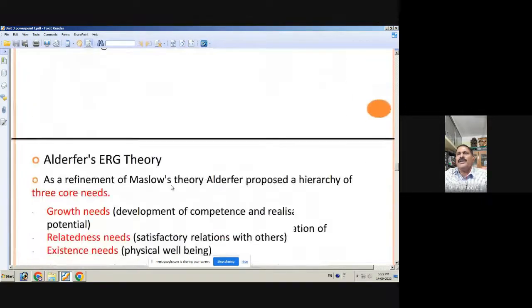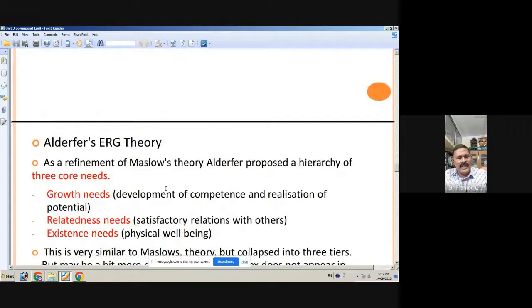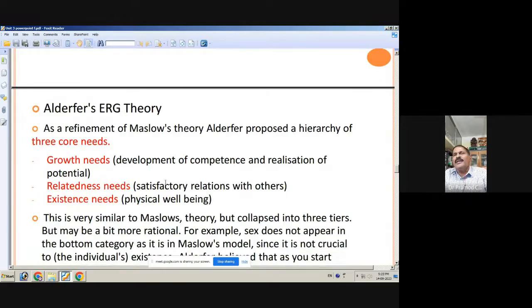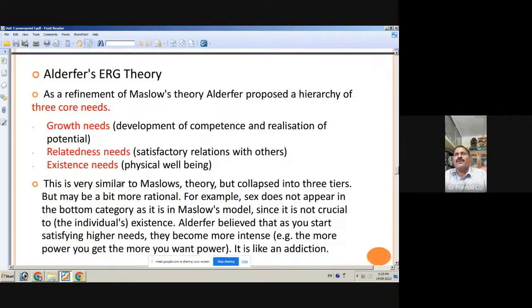Another theory is Alderfer's ERG. E means existence, R means relatedness, and G means growth. It is the refinement of Maslow's theory. Alderfer proposed a hierarchical theory with three core needs. He gives importance only to three needs: existence, relatedness, and growth.